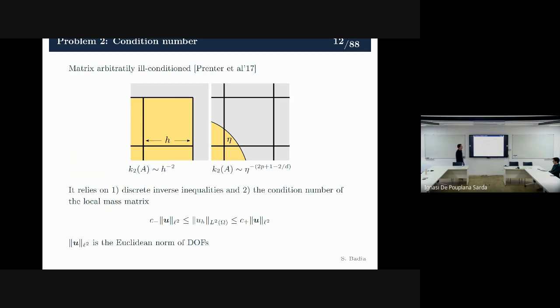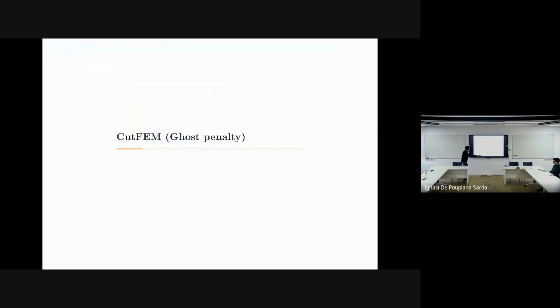So these are the two main problems that we have: the lack of stability when we use Nitsche type terms, and even if we use penalty terms or non-symmetric versions, we always end up with a condition number that can go to zero. So how can we solve this problem?